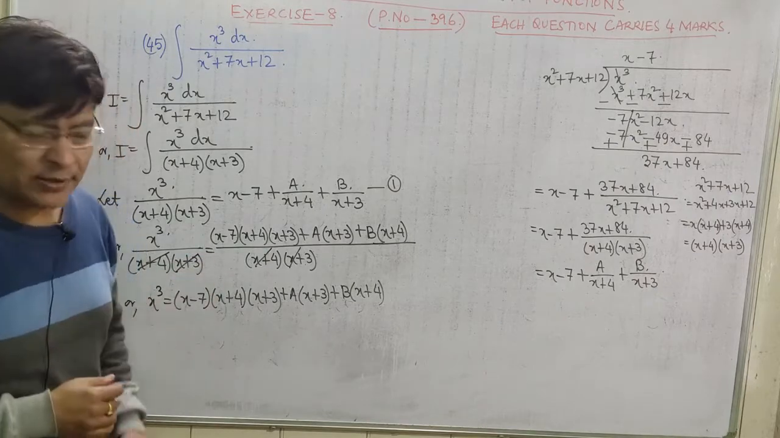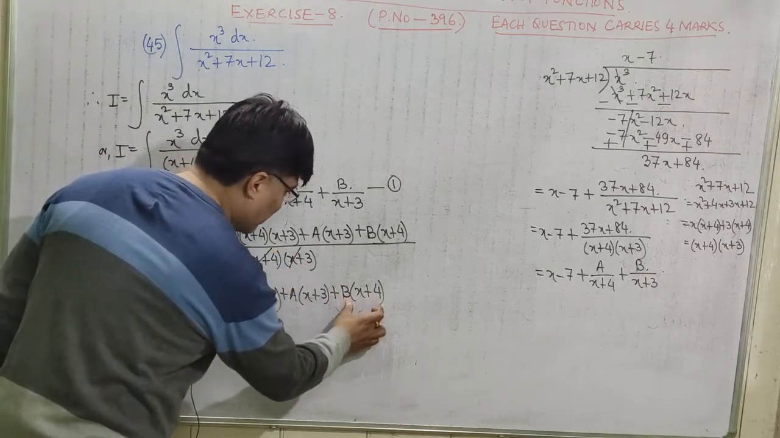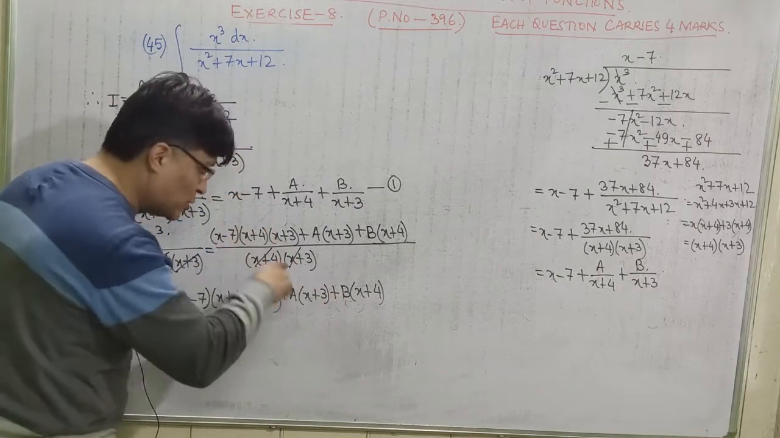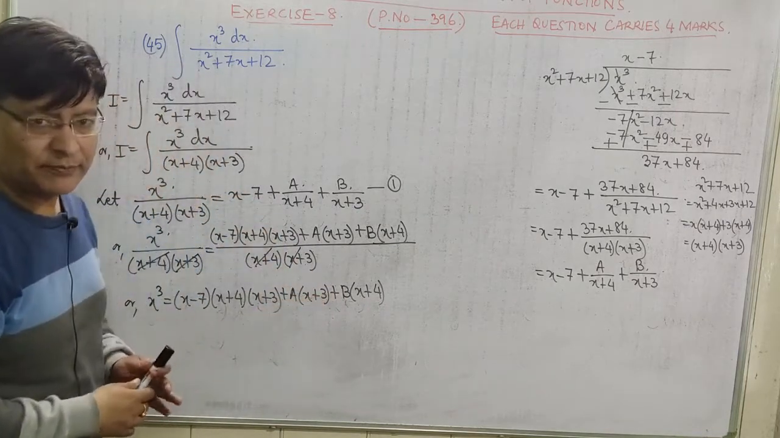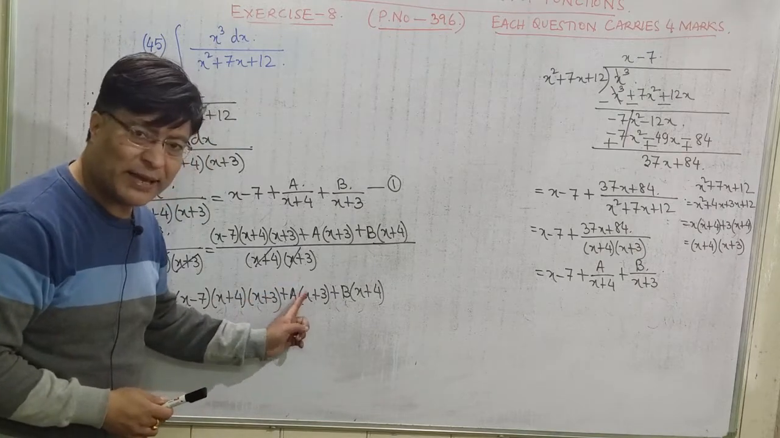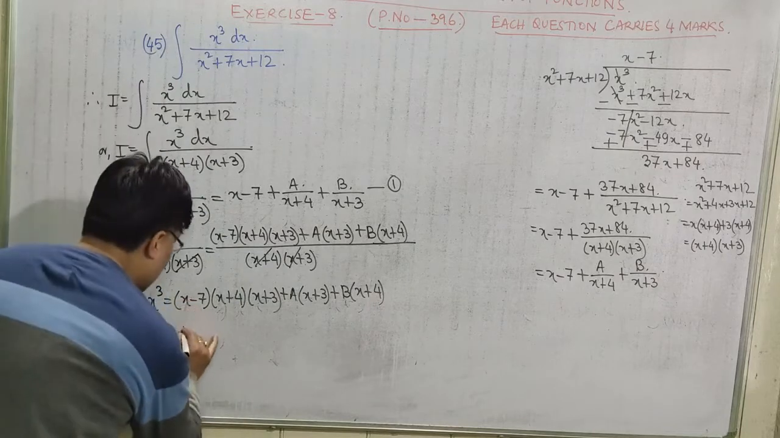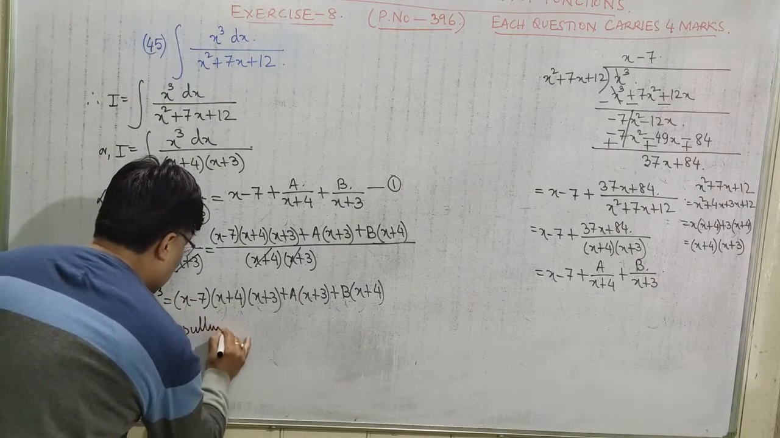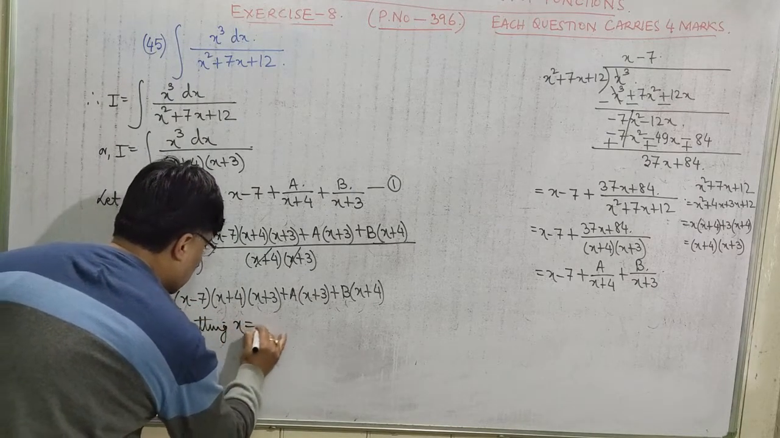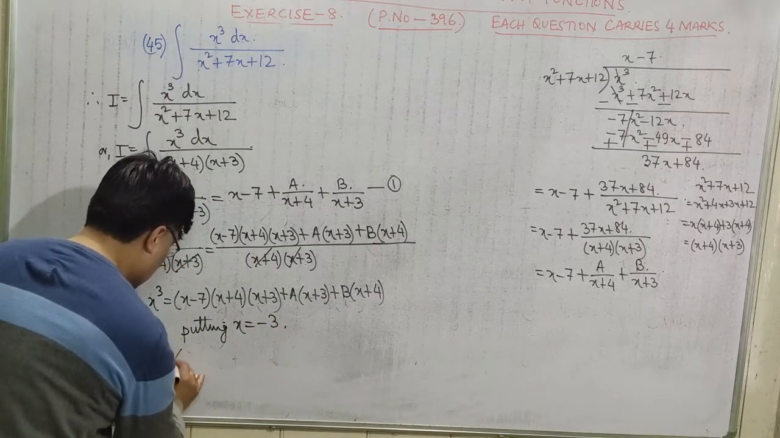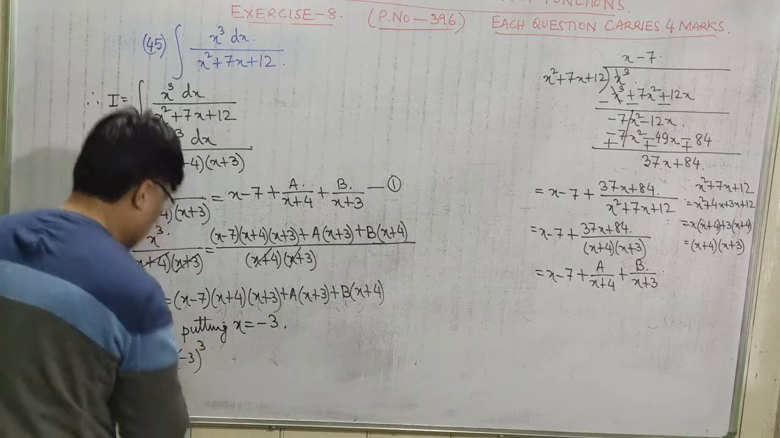values of x. So in order to get the value for B, you should make the A into x plus 3 term 0 by putting x is equal to minus 3, isn't it? If you put x is equal to minus 3, x plus 3 will be 0, right? So putting x is equal to minus 3, what do we get? This is minus 3 whole cube, right?